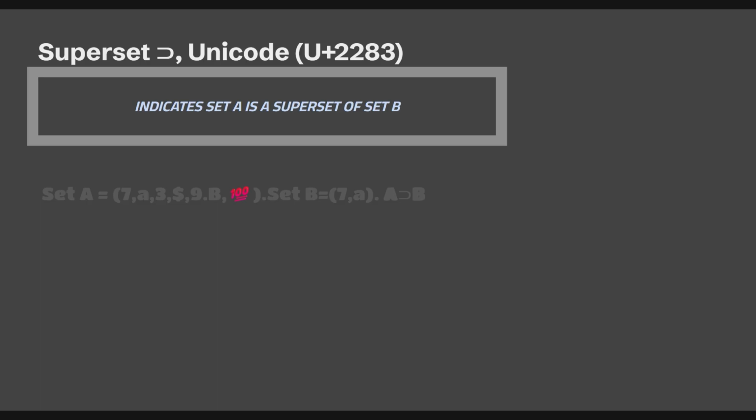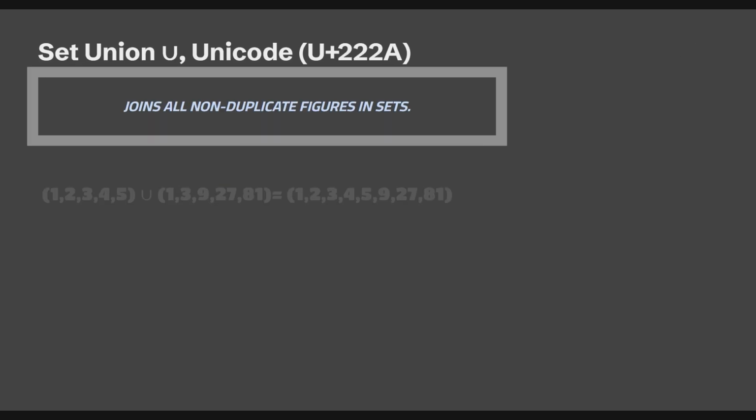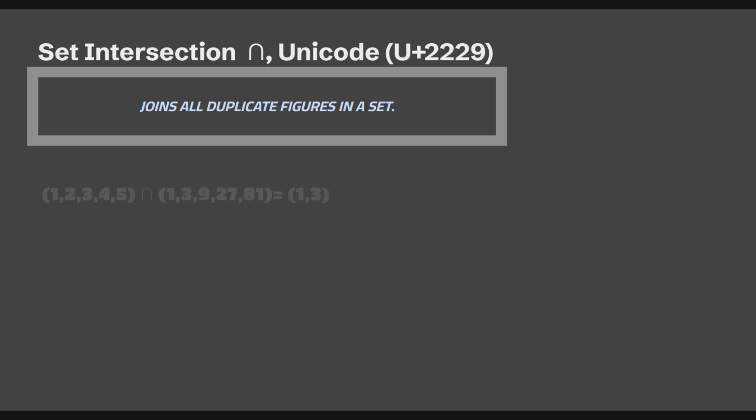Superset denotes that set A is a superset of set B, or all elements in set B are contained in set A. Set union is a type of set operation that is idempotent. It joins all non-duplicate figures in sets. Set intersection then joins all duplicate figures in the sets.